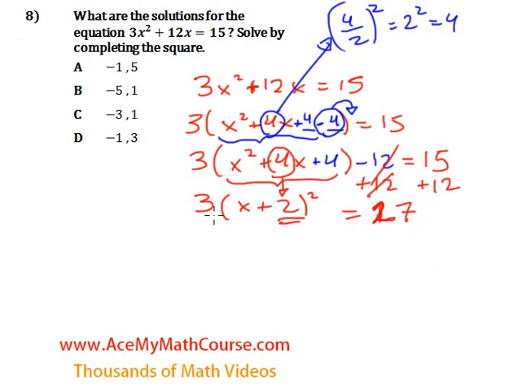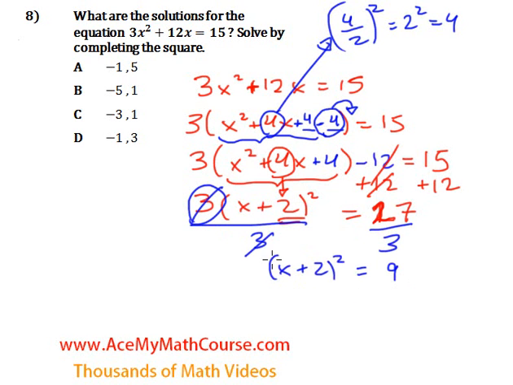Now what? Now we can actually just divide both sides by 3. We want to get rid of this 3 over here. Now they will cancel out. So we have x plus 2 squared equals 27 divided by 3 is just 9.